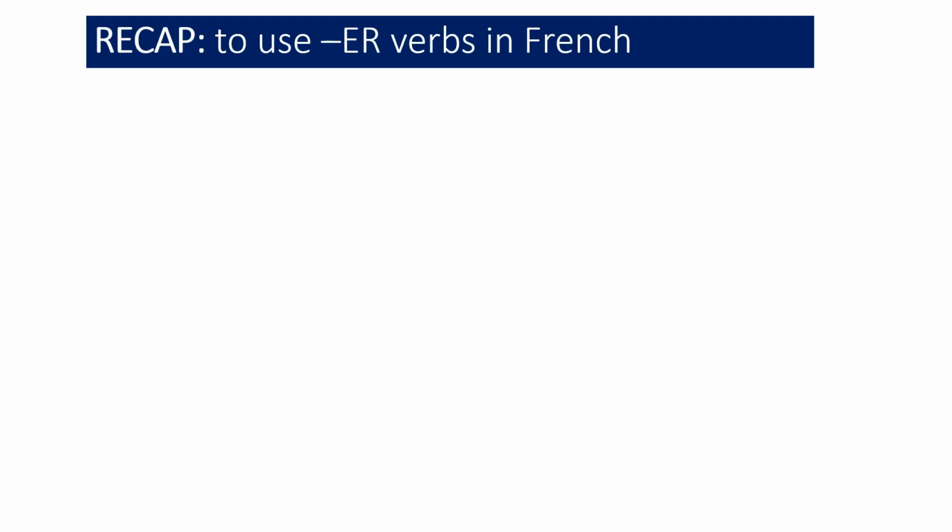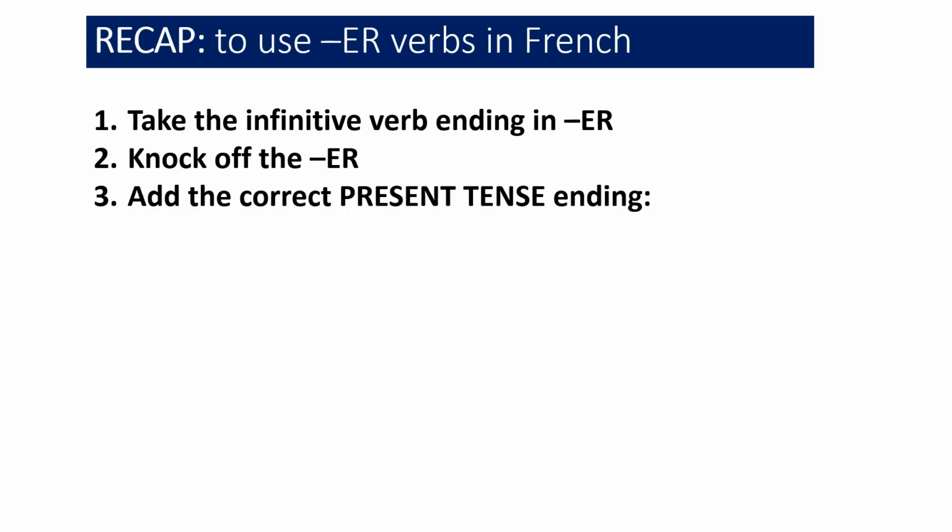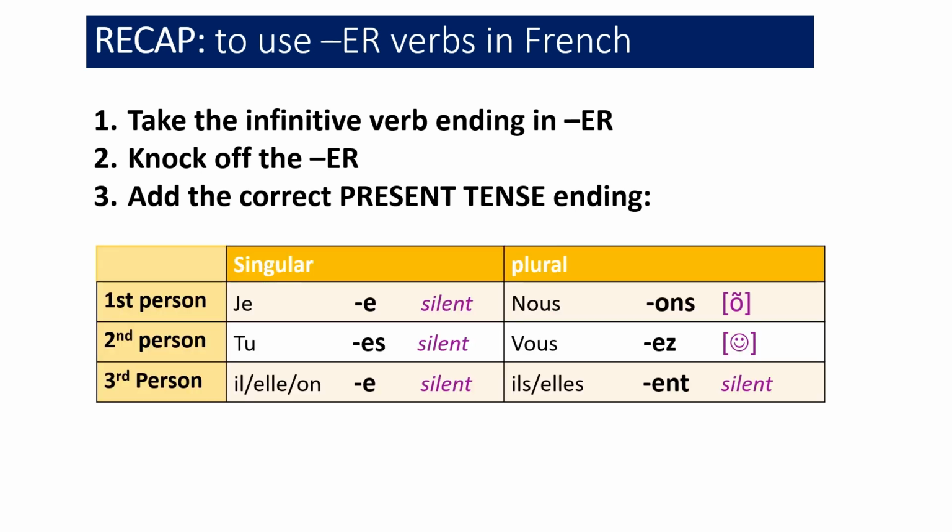So let's recap. In a nutshell, to use ER verbs in French in the present tense, we take the infinitive verb ending in ER and we knock off the ER, and then we add the correct present tense endings, which are the following. Remember, you'll have everything in the summary sheet for the lesson on my website.